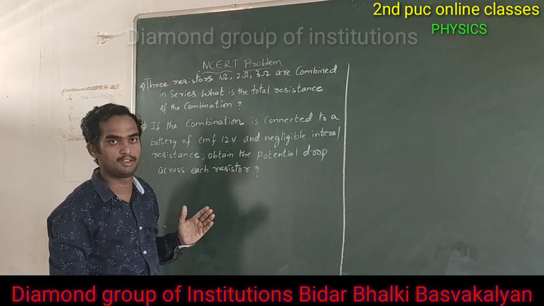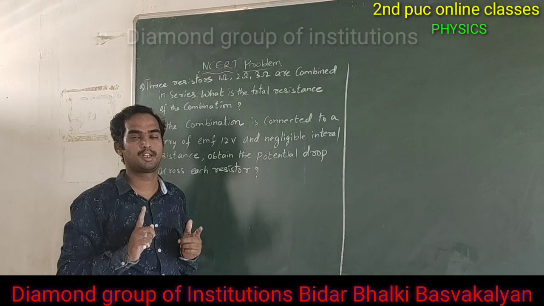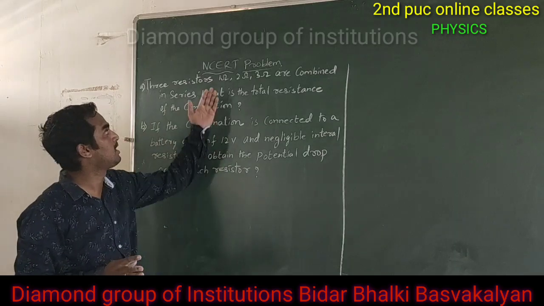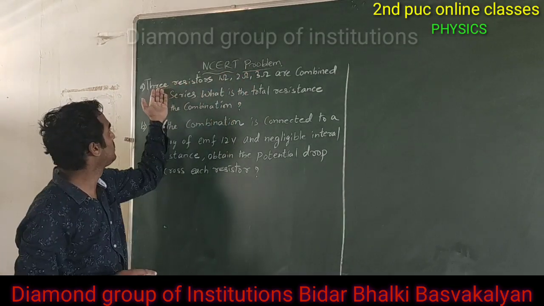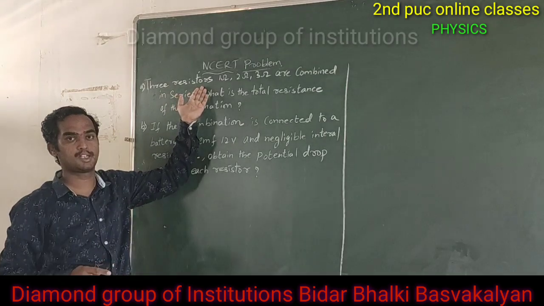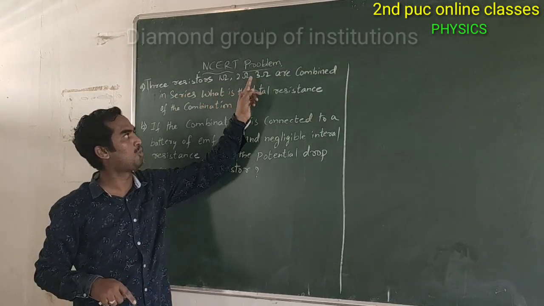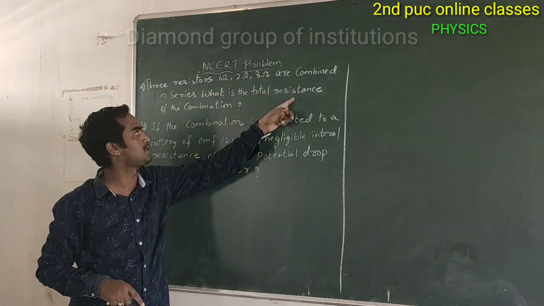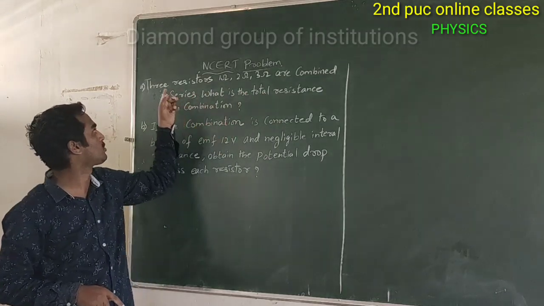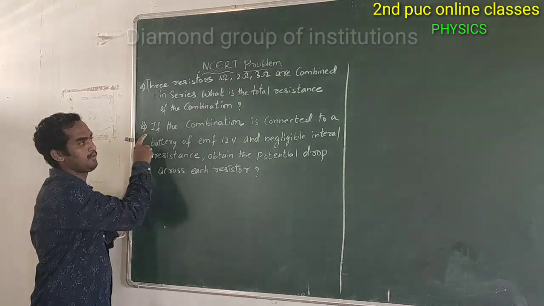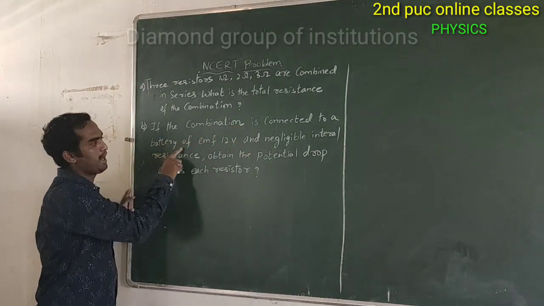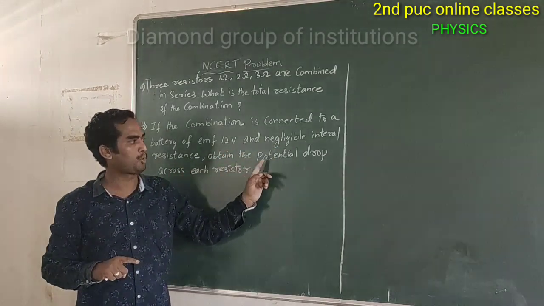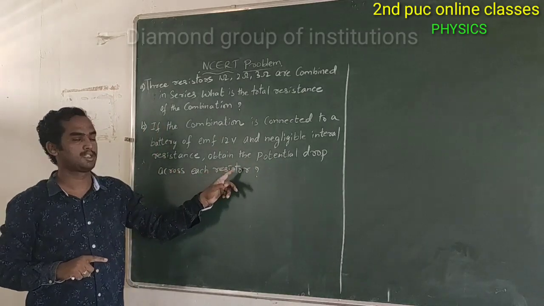So we completed two combinations, that is resistors connected in series as well as parallel. Based on those formulas, there is an NCERT problem here. Just see this question. 3 resistors. How many resistors? 3 resistors. 1 ohm, 2 ohm, 3 ohm are combined. In which form? Series form. What is the total resistance of the combination? This is question number A. Next question B. If the combination is connected to a battery of EMF 12 volt and negligible internal resistance, obtain the potential drop across each resistor.